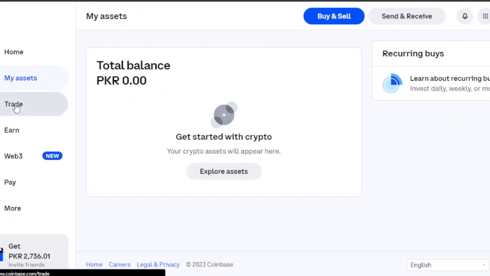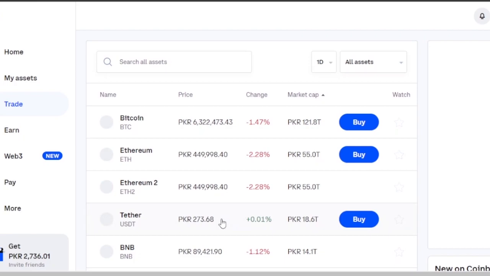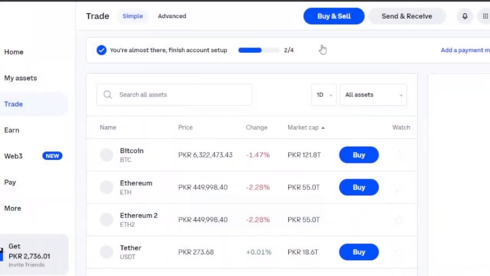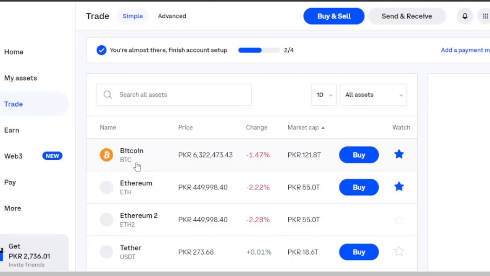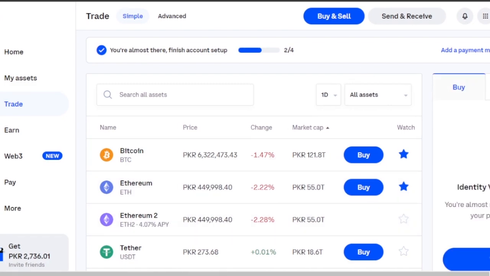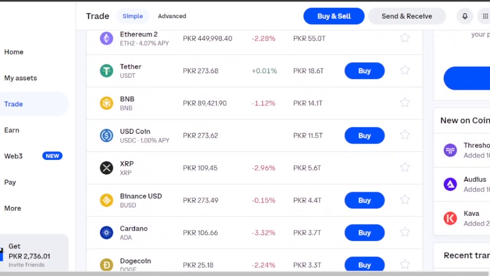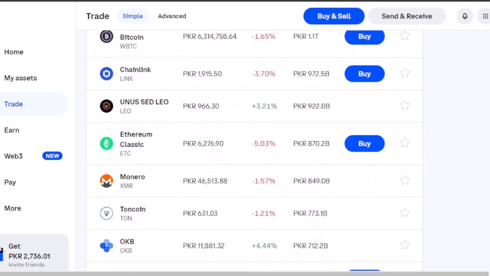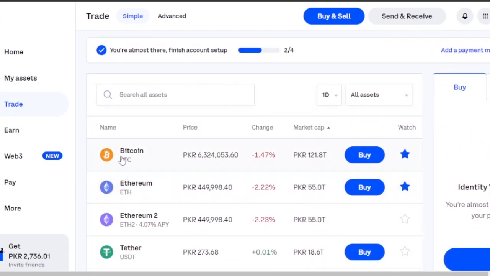So let's move on to trade. In the trade section, you're going to see the details of all the coins, all the tokens that you have in crypto. First of all, we have Bitcoin, Ethereum, Ethereum 2, Tether, and all of the tokens: USD Coin, Binance, Dogecoin, Polygon, Solana, and Cardano. All of the tokens are right here. When you click on Bitcoin, because we are buying Bitcoin with Coinbase, let's move on to that.